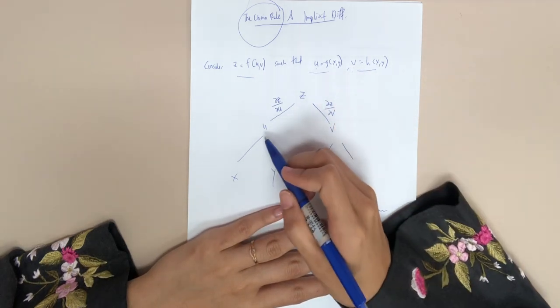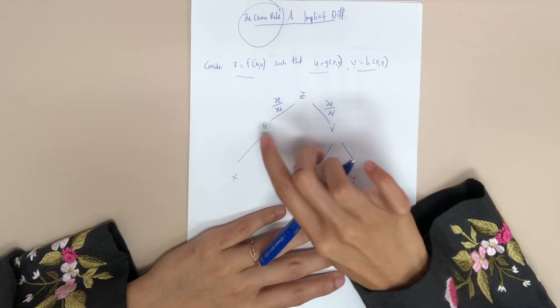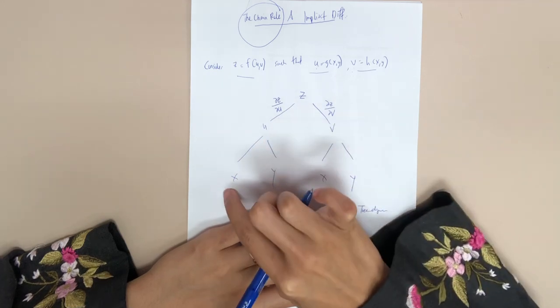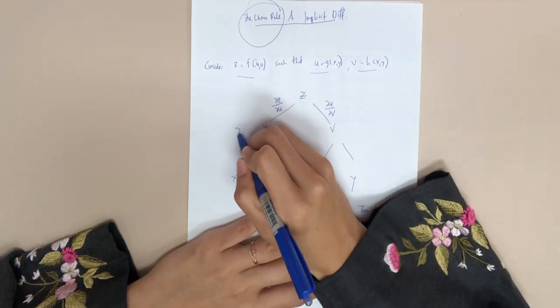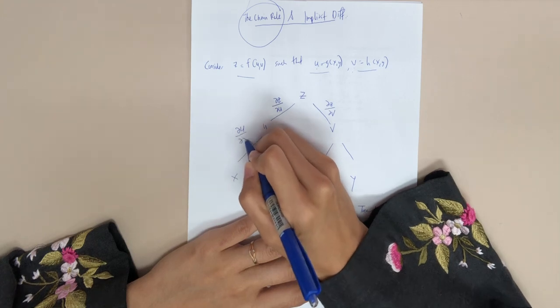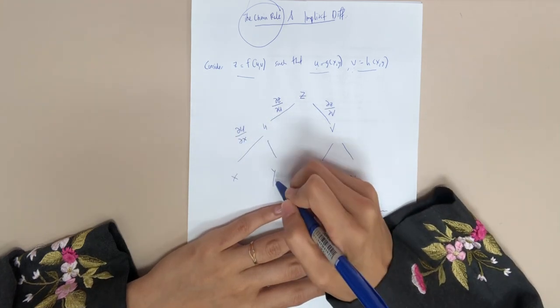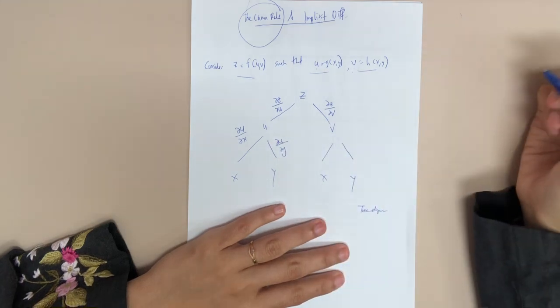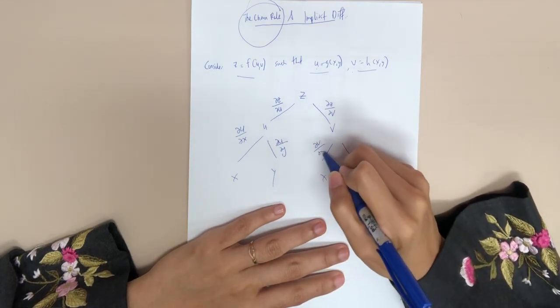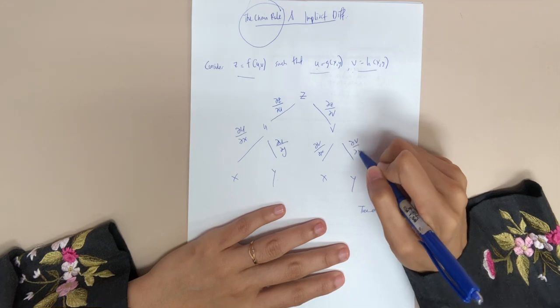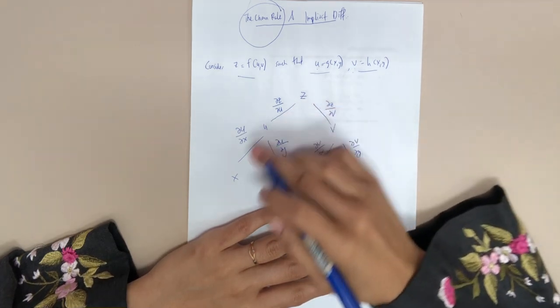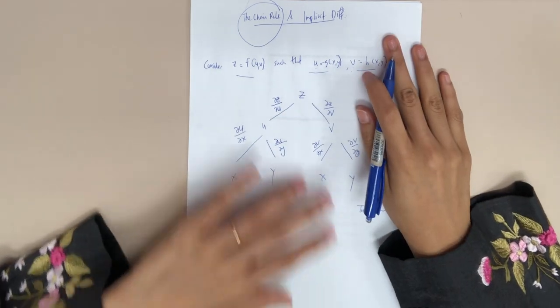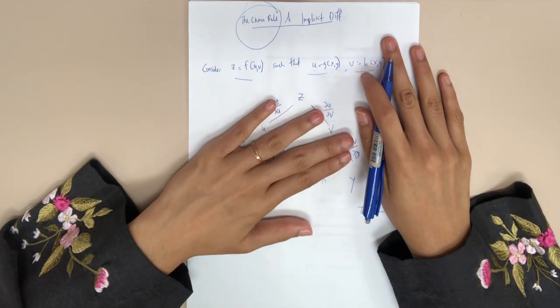Then you do the same thing for the rest. If here is u and here is x, it should be du/dx, and here is u and this one is y, so it will be du/dy. You just fill up all the lines. Now you have completed your tree diagram.